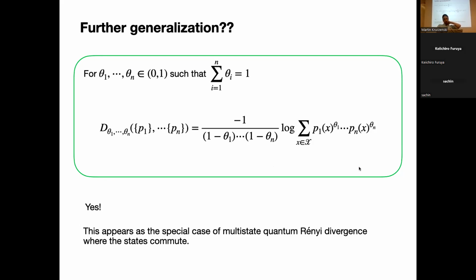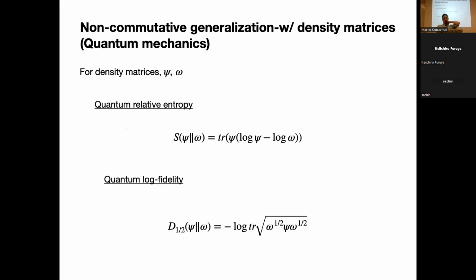I'm not going to give you the proof. I'll just tell you how to get to this idea, how to get to the construction. So far we were in the classical case, where the probability distributions are commutative, like all the probability distributions commute. So we want to go to the non-commutative case, where we're familiar with the case of quantum mechanics.